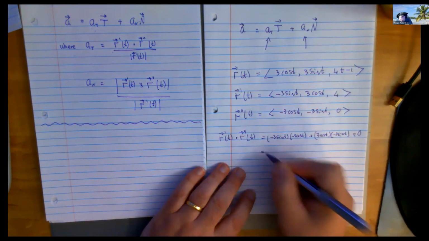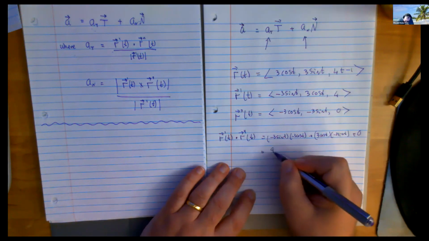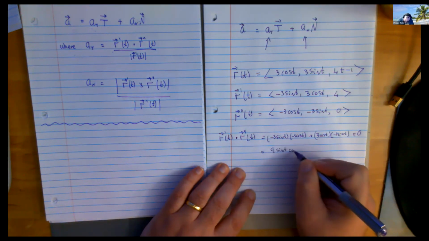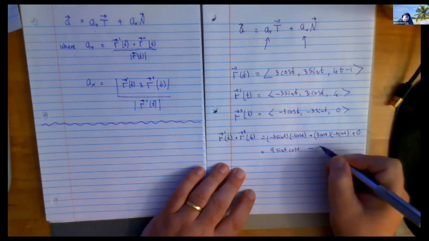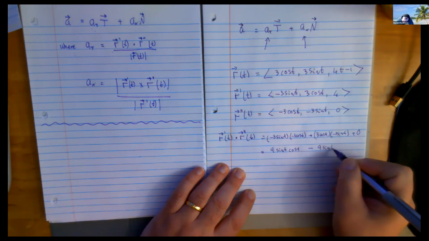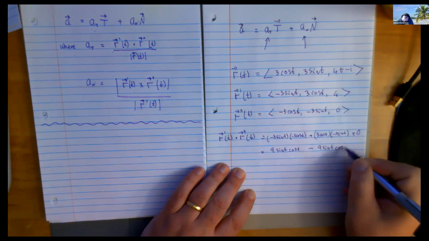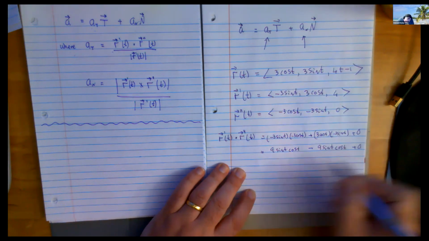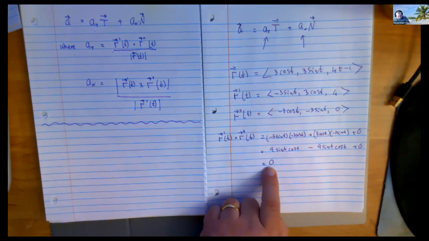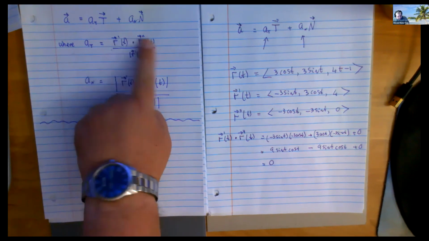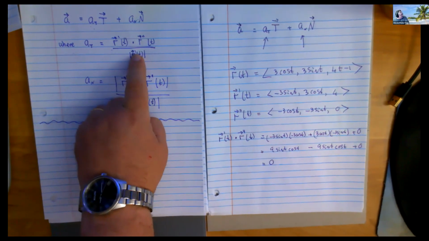What does that look like? That looks like 9 sine t cosine t, and this looks like, oh, I did not expect that. That is cool. That is so cool. Because if that's 0, won't this fella up here just be 0 over somebody and I'm done?